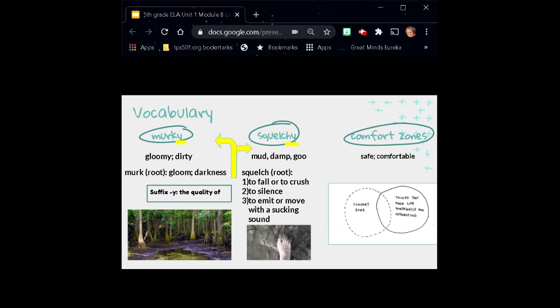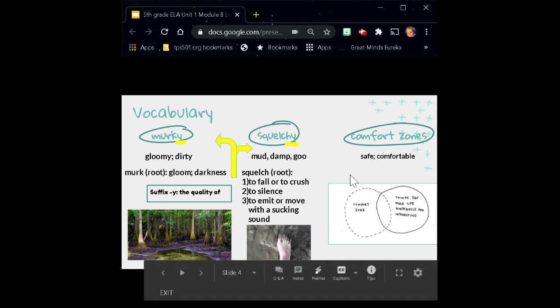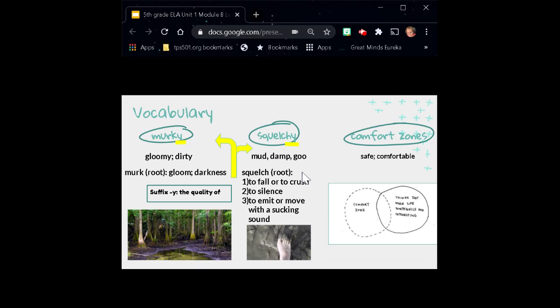Let's read the definition. Squelchy, mud, damp, goo. Squelch is the root word, adding the suffix y. Squelch means to fall or to crush, to silence, or to emit or move with a sucking sound. Oh, that's what we were talking about earlier, right? Remember pulling it out of the mud? Yep, squelch. The quality of squelch would be squelchy. Good job.